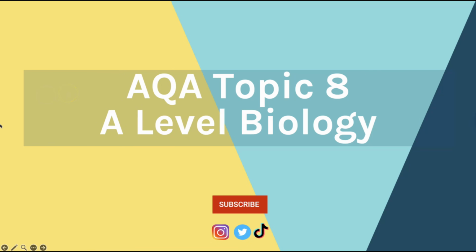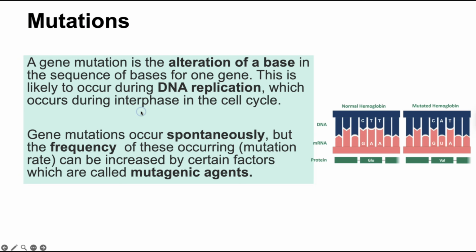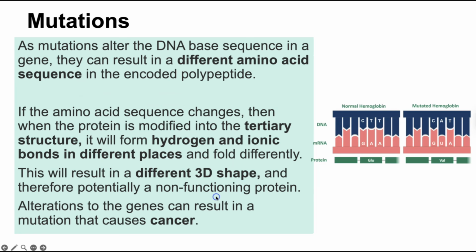Topic 8 for AQA A-level Biology, and we begin with 3.8.1, alterations of the sequence of bases in DNA can alter the structure of proteins. So basically it's mutations, and a gene mutation is the alteration of a base in the sequence of bases for one gene. This is probably going to occur during DNA replication, which is in S phase of interphase in the cell cycle. Gene mutations occur spontaneously, but the frequency at which they occur can be increased by exposure to mutagenic agents, and that's things like carcinogens, UV light or ionizing radiation.